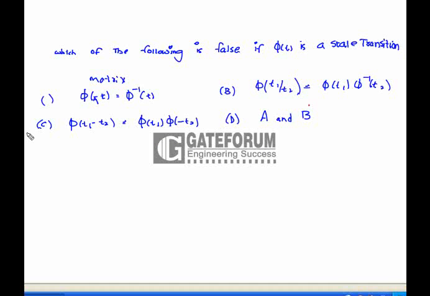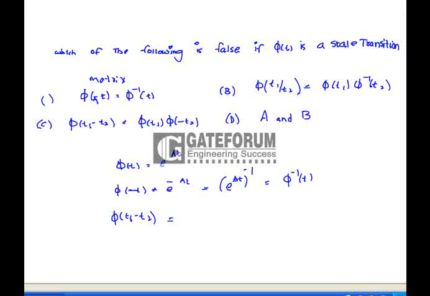Which of the following is false if phi of t is a state transition matrix. Here phi of t is e power At, the state transition matrix. Phi of minus t is e power minus At, which is also equal to e power At whole inverse. Hence phi of t is phi inverse of minus t. This is a correct statement. So phi of t1 minus t2, which is e power A into t1 minus t2, equals phi of t1 phi of minus t2. This option C is also correct.